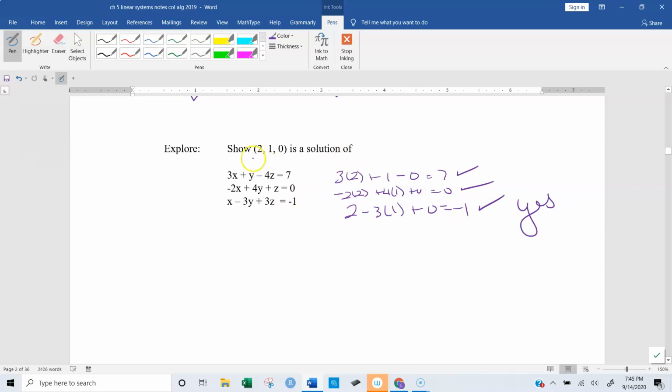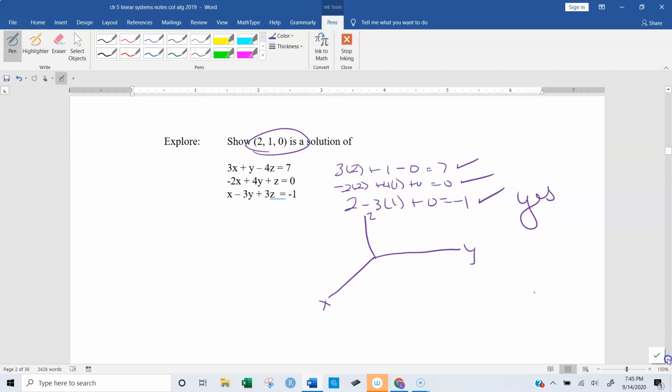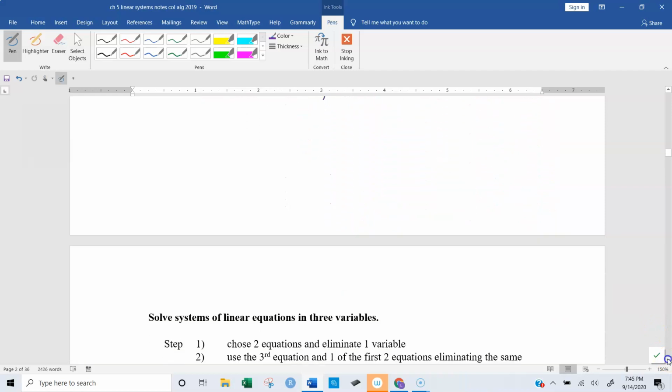All three lines intersect at this point. This is actually an x, y, z axis. It looks like this. This is x, and it goes straight out here for y, and then it goes up here for z. And this is actually a line that goes through all three of those. It's kind of fun. Maybe we'll get to graph them later on.